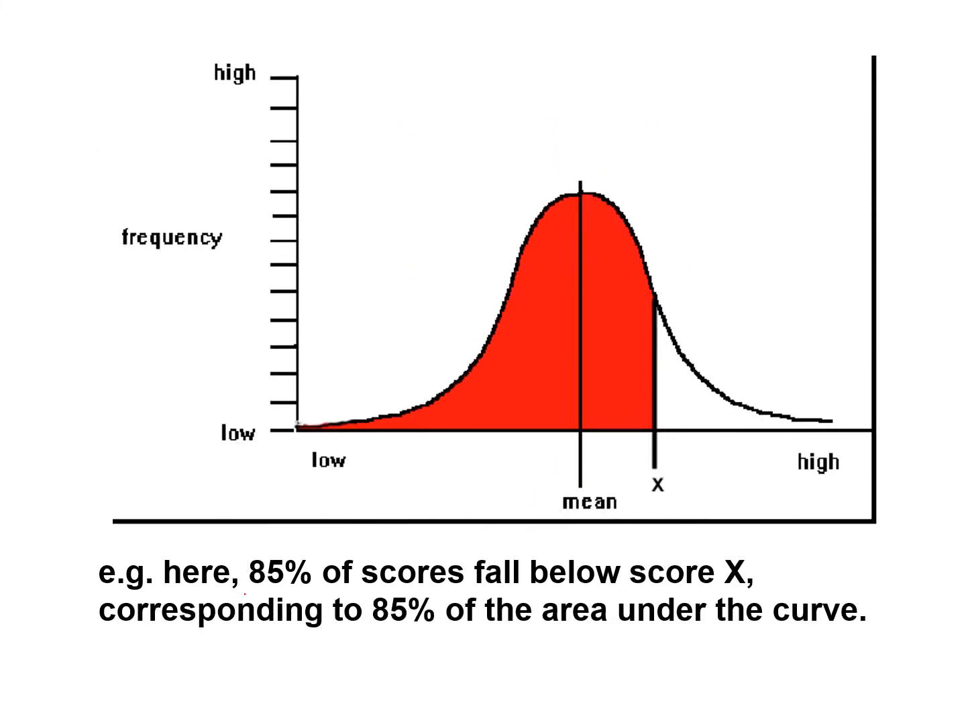So here's another example of it. 85% of the scores fall below score X. So if we're looking at normally distributed scores on an IQ test or something, then 85% of the scores will fall below that spot X when we plot it onto a histogram. And also 85% of all the area under the curve will happen to be to the left of the X. So there's an 85% probability that somebody will have scored below you if you score X. That also means that there's a 15% probability that somebody will have scored higher than you.